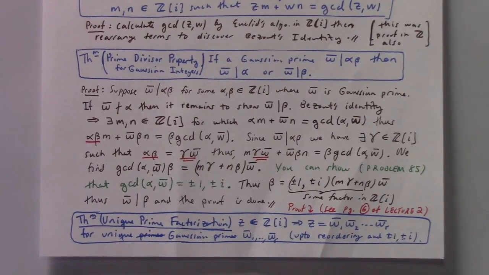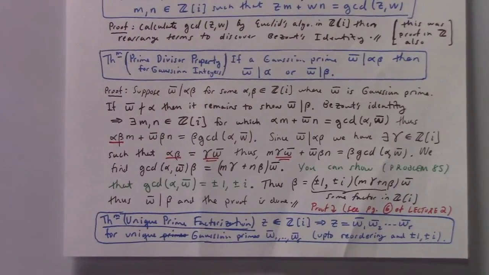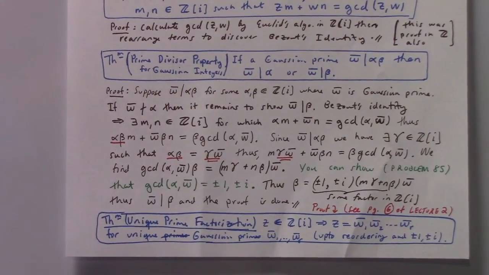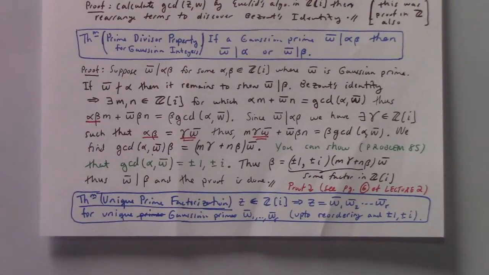Unique prime factorization. Let's see here. We're on page what? So essentially, here it is, down at the bottom. I forgot which way this thing tightens. Righty loosey, lefty tighty. Wait a minute, that's wrong.